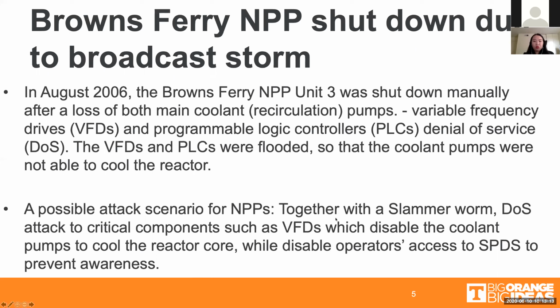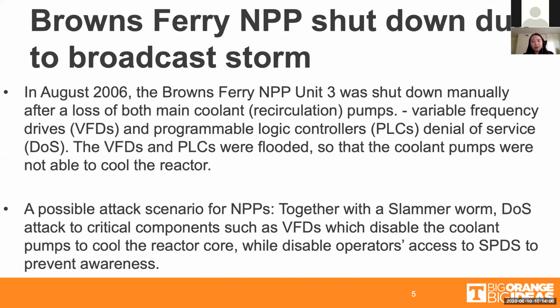So the variable frequency drive, VFD, drove the pump here. And there are also programmable logic controllers, PLCs, controlling the condenser. Both of these devices had embedded microprocessors that allow them to communicate data over Ethernet. And the Ethernet broadcast is a communication mechanism where every device in the network receives all the broadcast packets and then determines which packet is meant for itself and ignores the others, not by examining every packet. So when a broadcast storm happens, the VFD and the PLC were flooded, so the coolant pump was not able to cool the reactor.